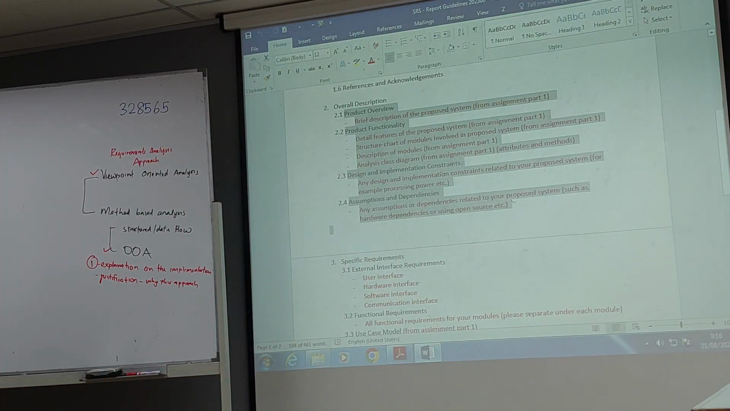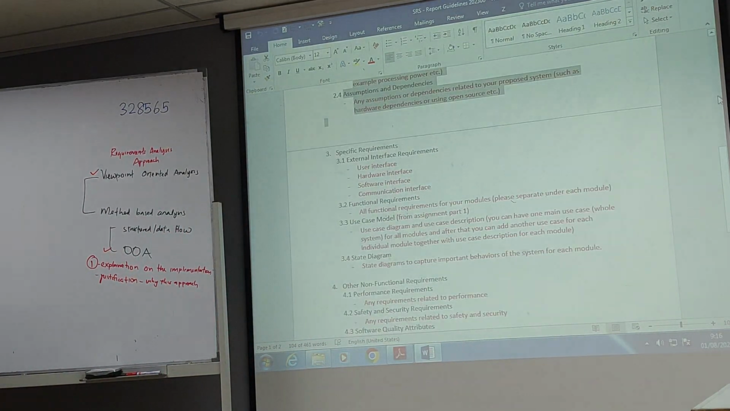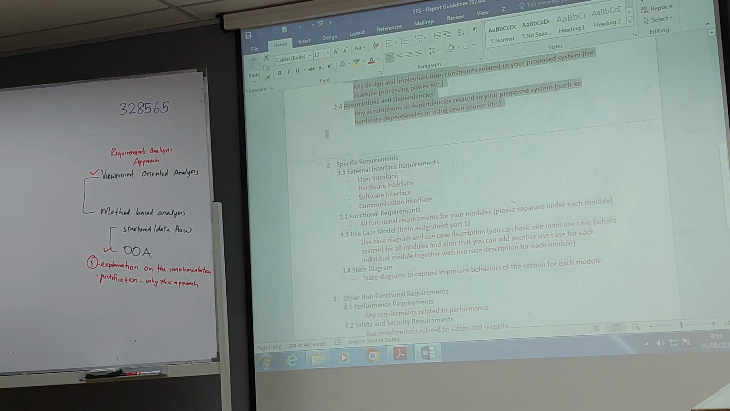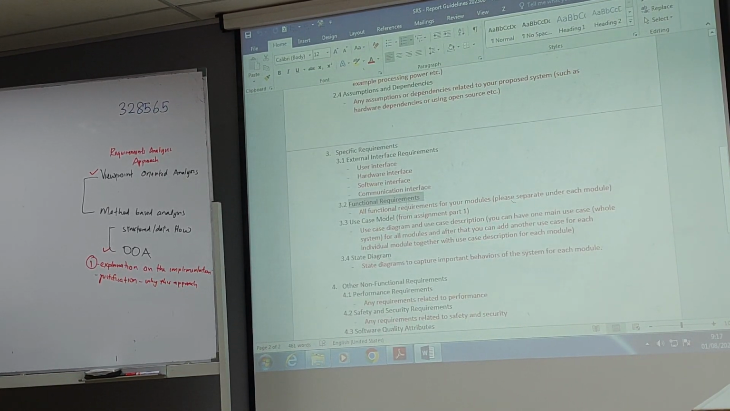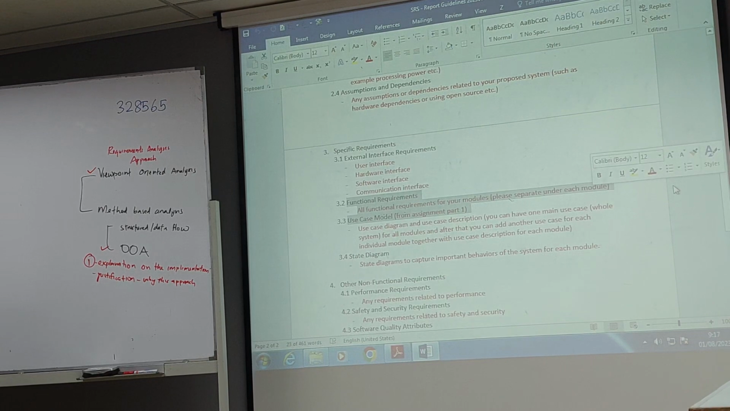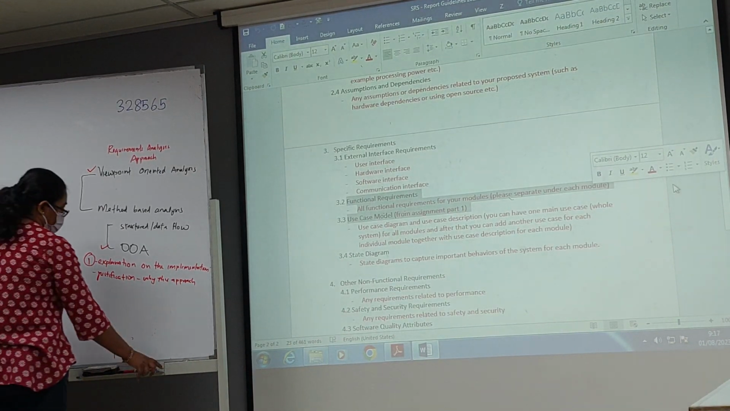Today you have to proceed with some more diagrams. So, external interface requirement. Functional external interface requirement I will cover next class. I don't want you to do 3.1 first. Let me explain what I mean by external interface requirement next week. For now, you can start with functional requirement. How to do functional requirement? That's what I'm going to cover today.